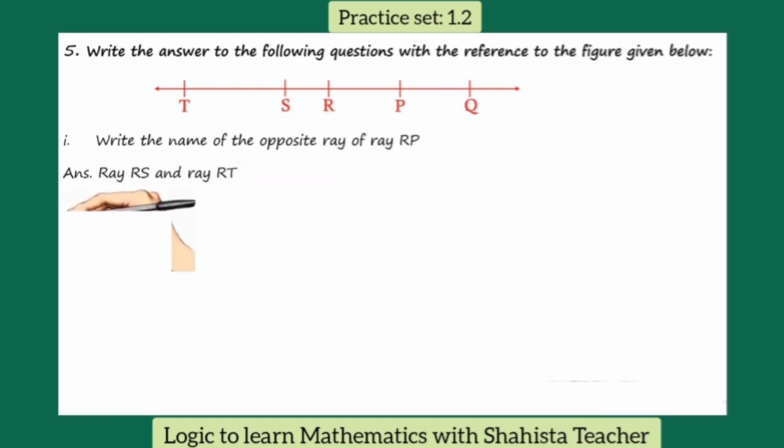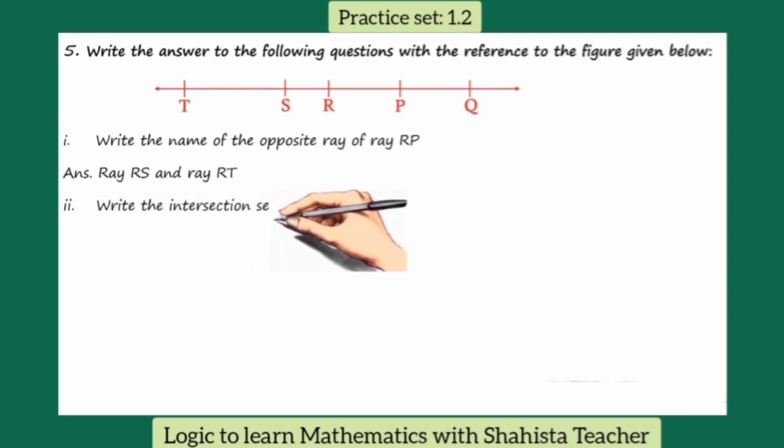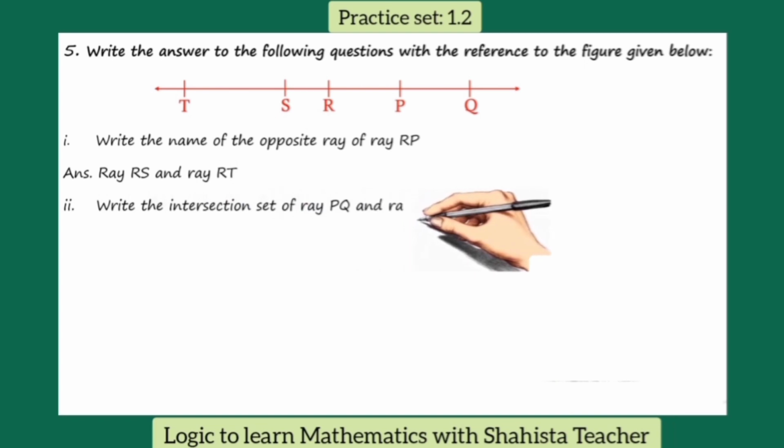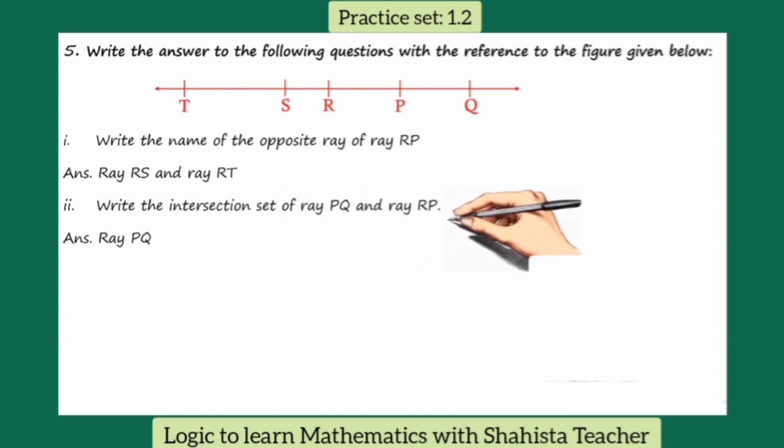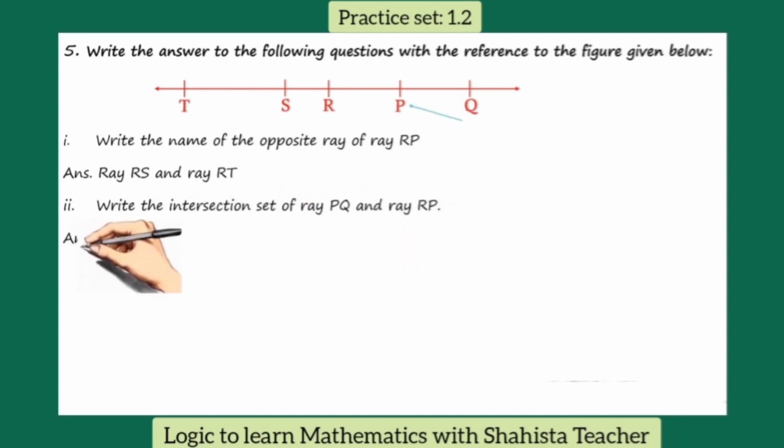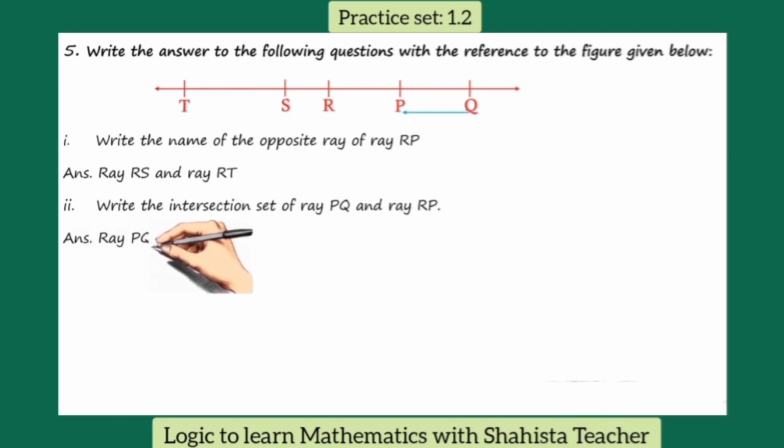Let's solve sub-question 2. Write the intersection set of ray PQ and ray RP. So ray PQ is the intersection set for both the rays.